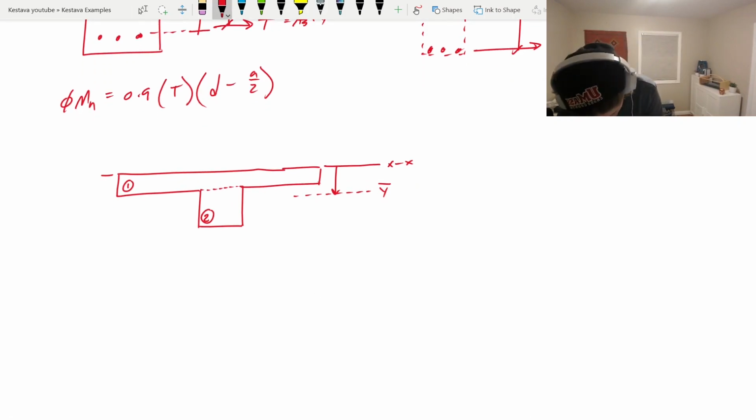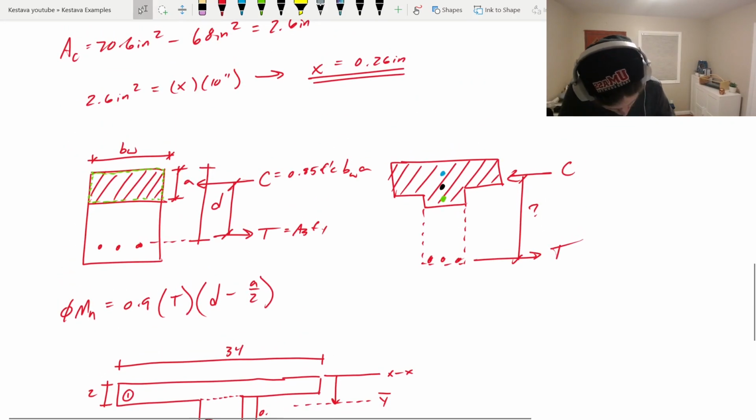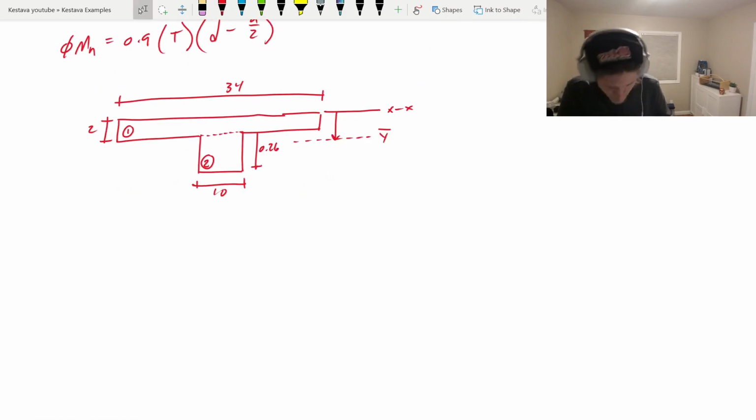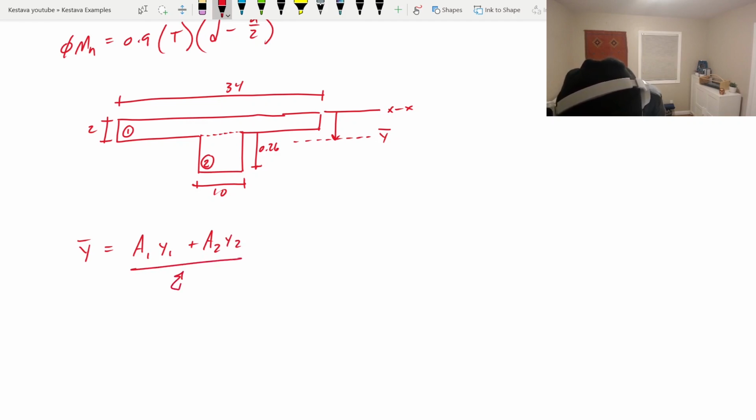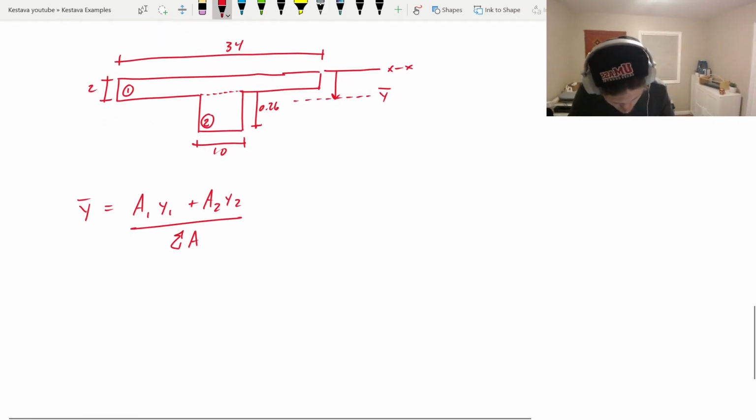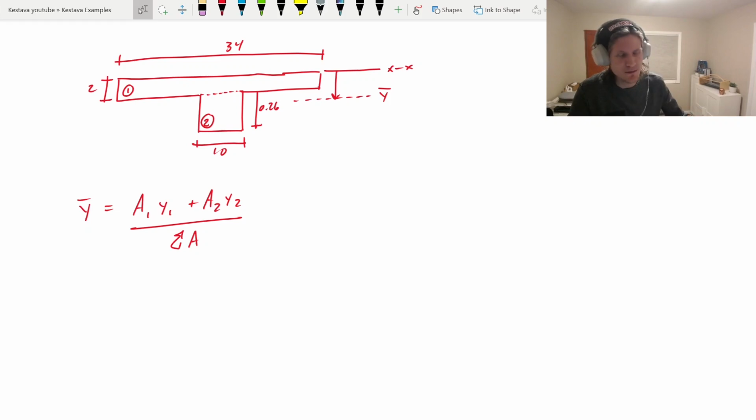We know all our geometry, right? It's easy. 2, 34, 0.26 and 10. So y bar is equal to A1 Y1 plus A2 Y2 over the summation of A. If you don't know that, drive that home. Write it in your ACI, write it in your notes, write it in your steel manual. Just write that equation on a piece of paper every time you do your homework for these classes. It's one you always want to know off the top of your head, especially in the professional field.